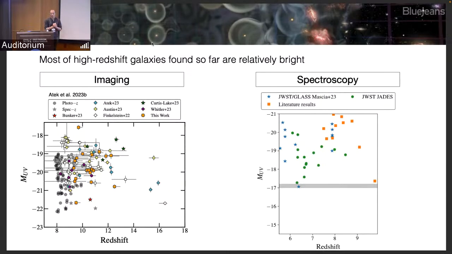So now going back to this, we can take a step back and reflect on this sample of high redshift galaxies, and we can realize immediately that most of these galaxies, if not all, are relatively bright. From the imaging, the high redshift candidates are all brighter than -18. And on the spectroscopic side, at the epoch of reionization, so a bit lower redshift, it's not really much better. You have only a handful of galaxies fainter than -18.